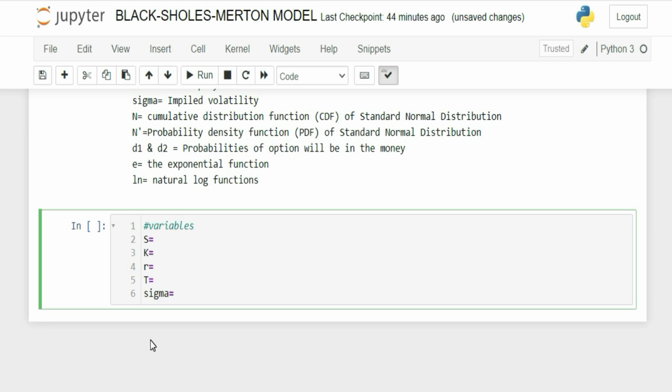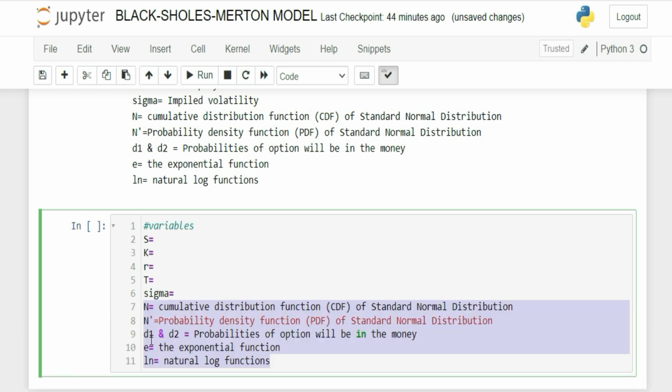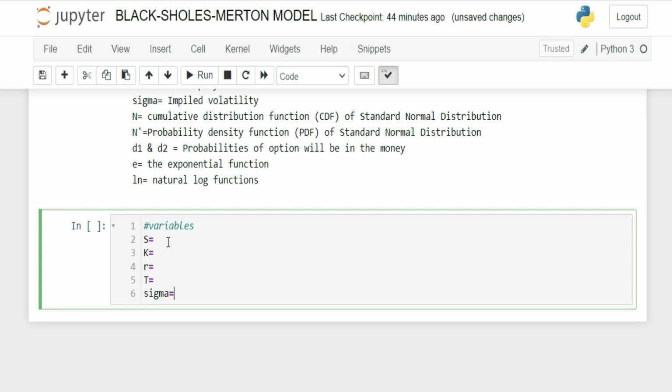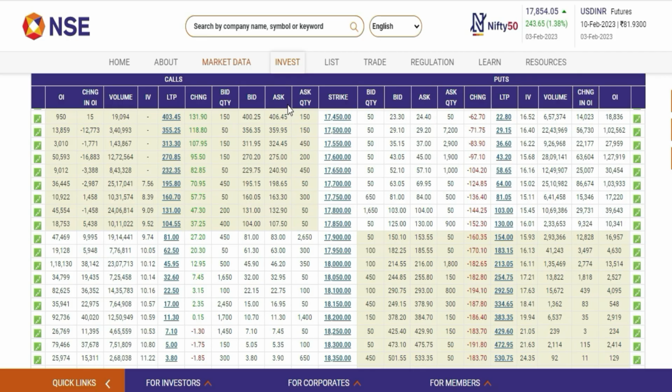Okay, so N and D1, D2 and E, all this. Before that, let me go to one of the exchanges in India, which is NSE, National Stock Exchange. This is a stock exchange in India, very famous here. So this is the option chain.